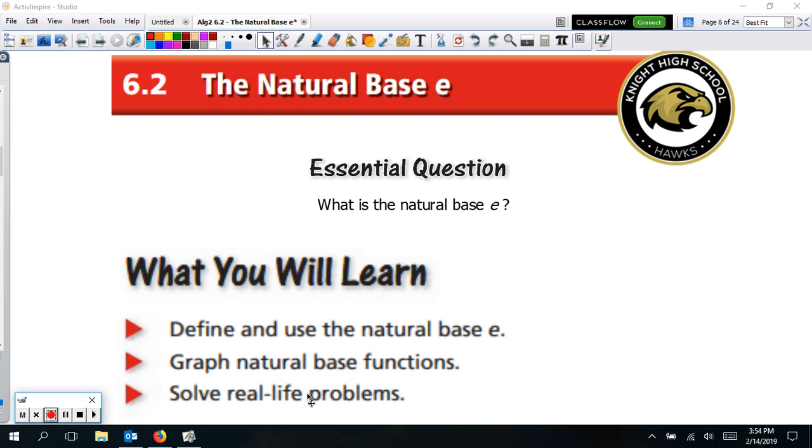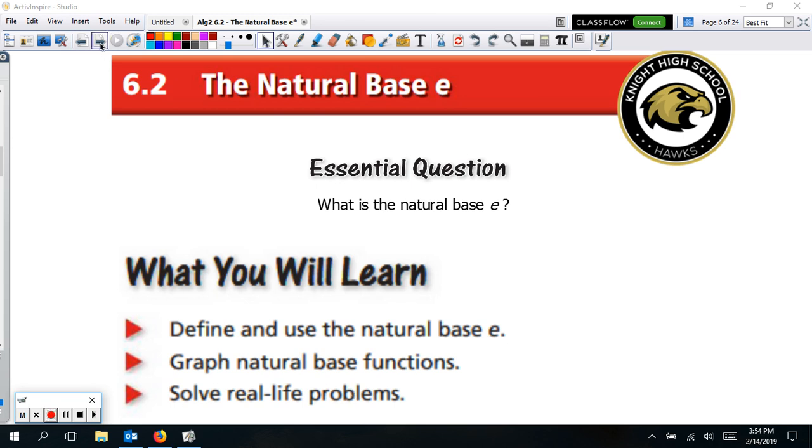This is a new concept that you'll see in this lesson. We're going to define and use the natural base E. We're going to graph natural base functions, so functions with this natural base E in them, and we'll solve a couple of real-life problems.